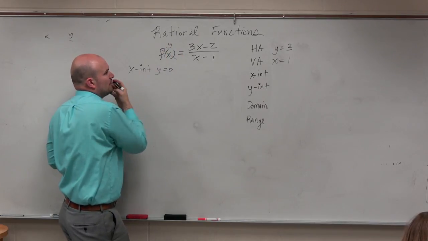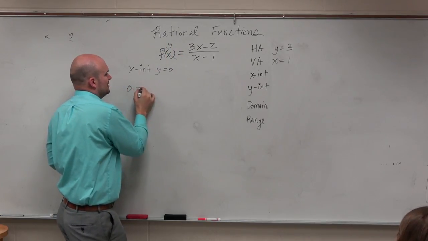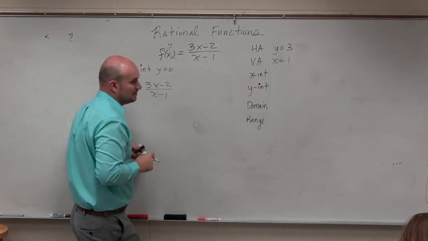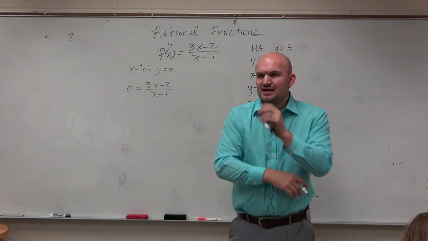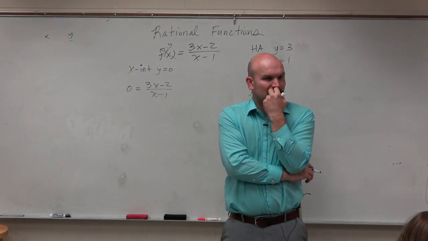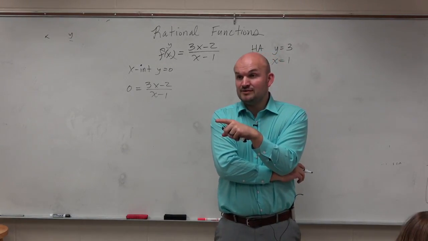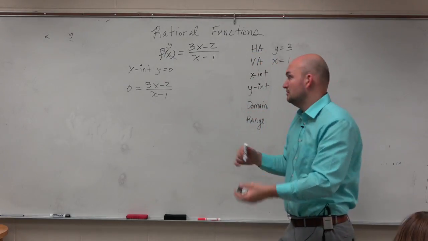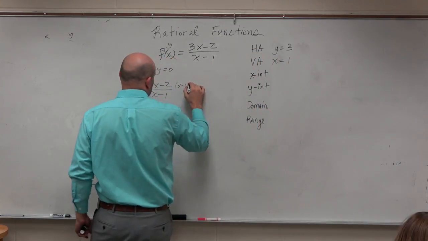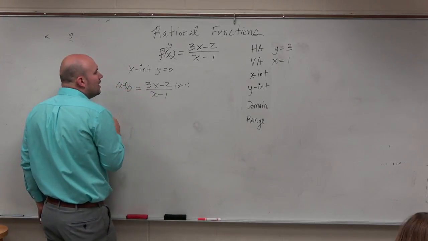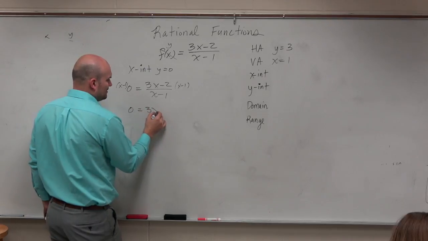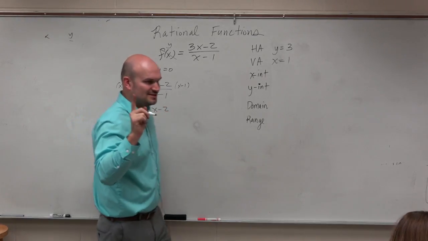So let's replace that with y for a second, and let's do 0 equals 3x minus 2 all over x minus 1. Solve for x. x is in the numerator and the denominator. We don't like x in the denominator, so we need to get it off the denominator, right? So we should multiply by x minus 1 times x minus 1. Interesting. x minus 1 times 0 is 0. Wait a minute. So, this is interesting.